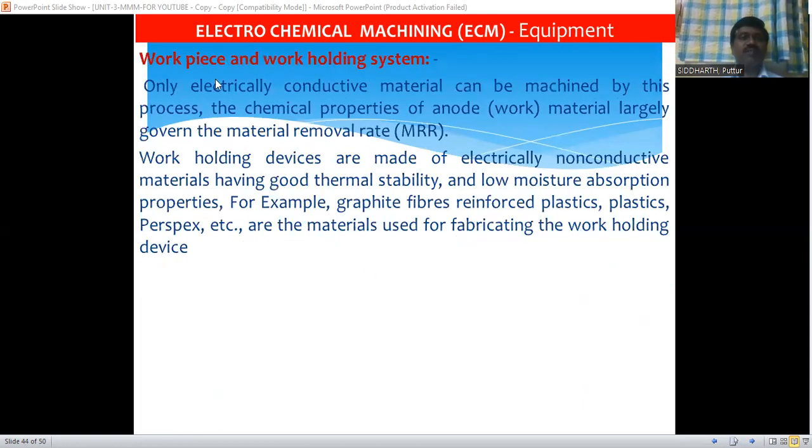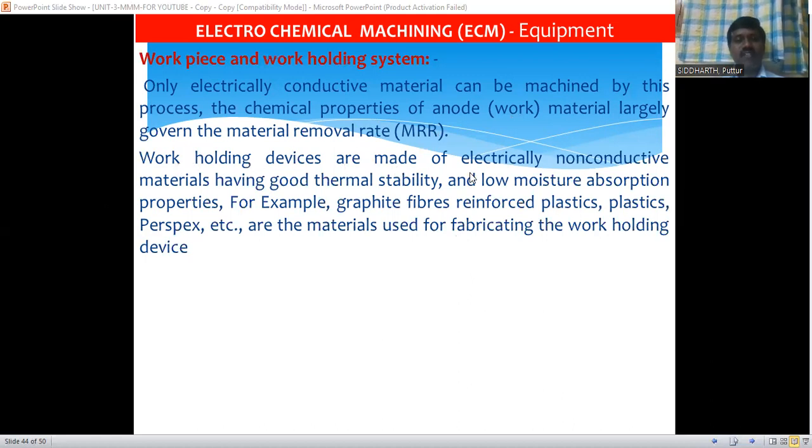Now coming to the workpiece and work holding system, only electrically conductive materials can be machined by this process. The main drawback of this electrochemical machining process is that it can be used only for electrically conducting materials. It cannot be used for non-conductive materials. So the chemical properties of the workpiece material largely govern the metal removal rate.